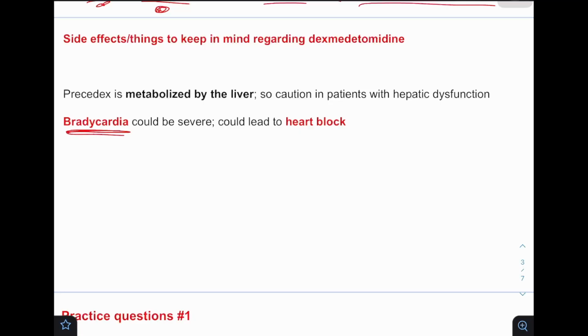Now, side effects and just a couple of things to remember about Precedex. So again, bradycardia is one of the main side effects from Precedex, and it could be so severe that it leads to heart block or asystole.